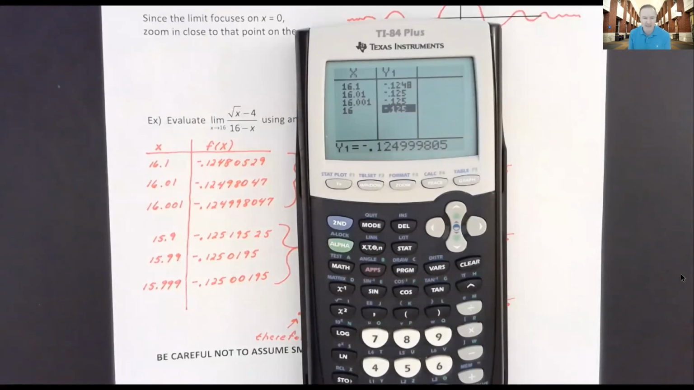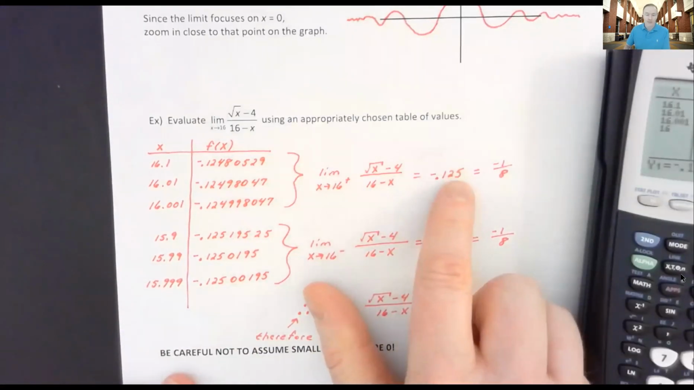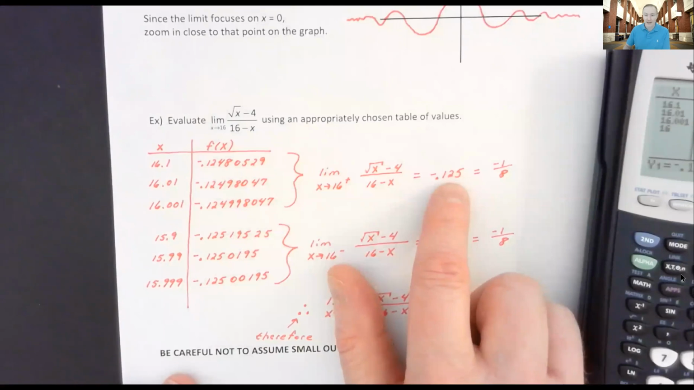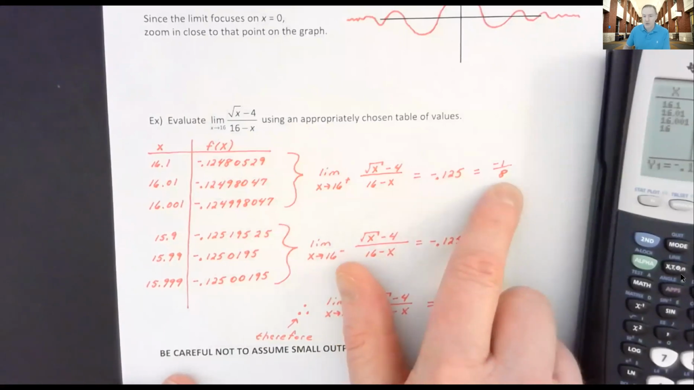Now, what this tells me is that this number is going to be negative 0.12499999999, with as many nines as you want, because you can get as close to 16 as you want on the right-hand side. What one number is that approaching? It's approaching negative 0.125. So I can say the limit as x approaches 16 on the right of this function is negative 0.125, and we should recognize that as the fraction negative 1/8.